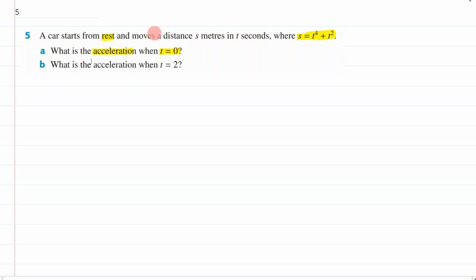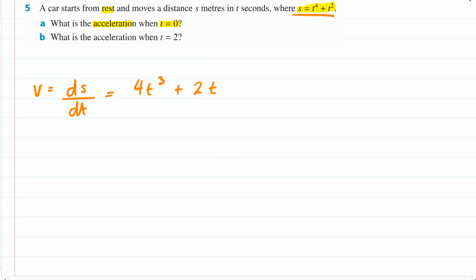What is acceleration? I know that acceleration can be found by differentiating the equation for my velocity. Acceleration is my change of velocity with respect to time. So before I can find acceleration, I need to find velocity. To find velocity, I'm going to differentiate this, because this is giving me the position of where my car is. So I'm going to go ds/dt, which is going to be 4t cubed plus 2t. That's my velocity.